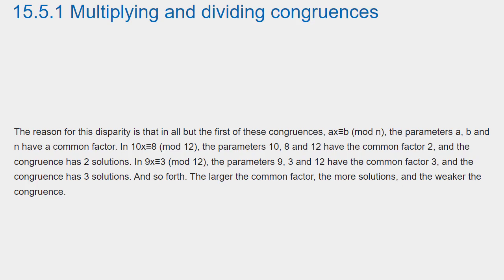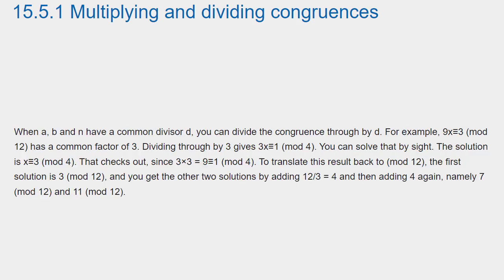In 10x is congruent to 8 mod 12, the parameters 10, 8, and 12 have the common factor 2, and the congruence has two solutions. In 9x is congruent to 3 mod 12, the parameters 9, 3, and 12 have the common factor 3, and the congruence has three solutions, and so forth. The larger the common factor, the more solutions, and the weaker the congruence.